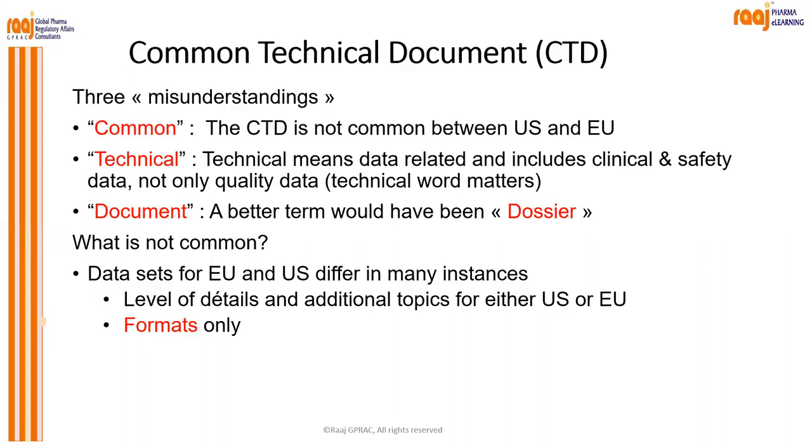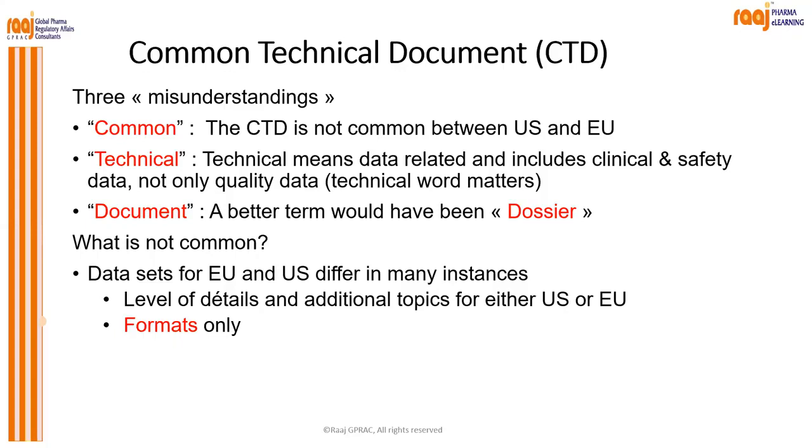And even if you recollect last week's lecture, we discussed the full CTD organization right from module 1, 2, 3, 4, 5. Module 1 comprises administrative and prescribing information, and it is not part of the CTD because module 1 is a regional specific requirement wherein we bring all the administrative data, the label and all other aspects into that module, and we have discussed it in detail during the last lecture. So C is for common, which again is not common.